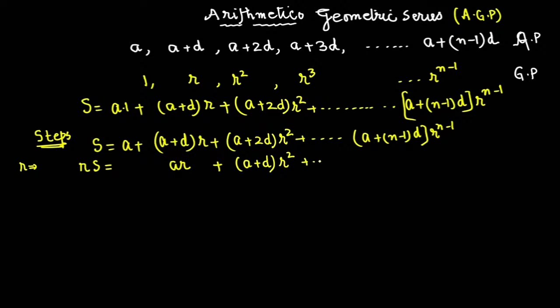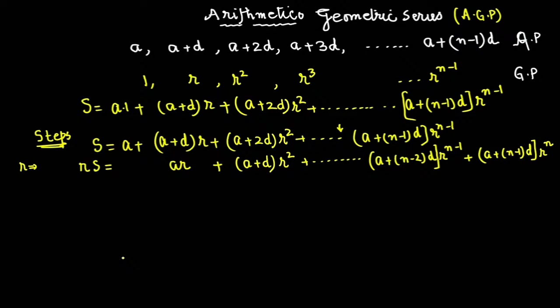Again, look at the last nth term. Before this term there was the (n minus 1)th term. What is the (n minus 1)th term? It is (A plus (n minus 2) into D) with r to the power n minus 2. If it is multiplied by r, it becomes r to the power n minus 1. And these terms get shifted, and it becomes (A plus (n minus 1) into D) and r to the power n minus 1 becomes r to the power n.